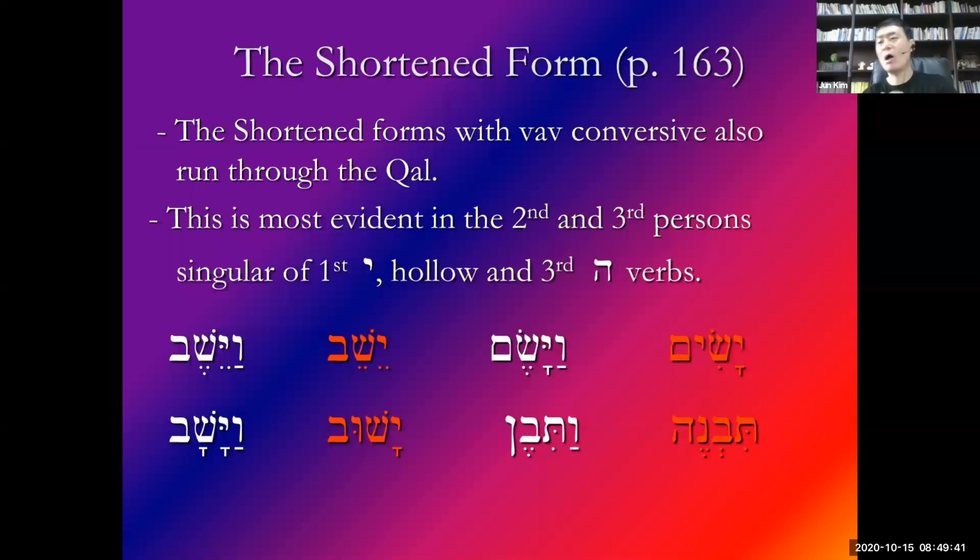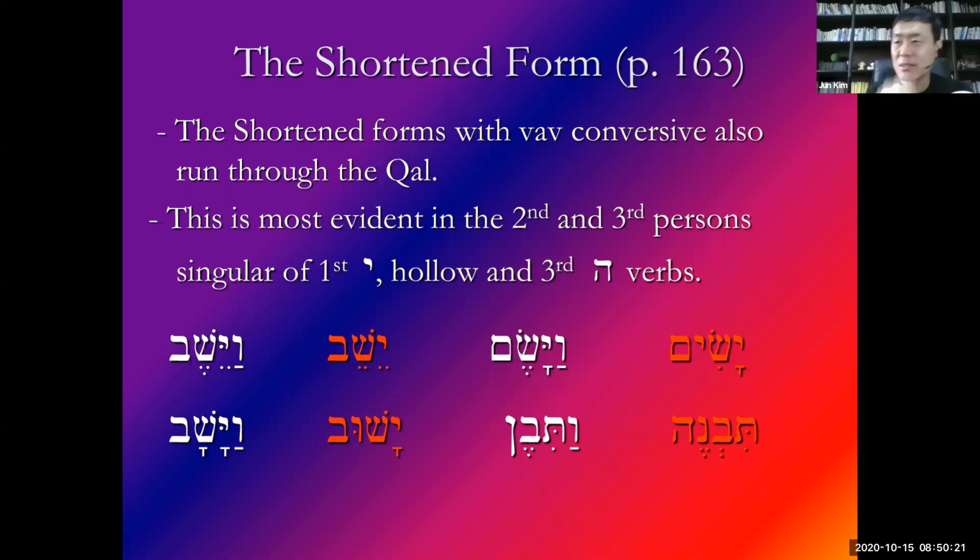Then let's talk about the shortened form. Then it's getting a little bit harder. The shortened forms with the verb conversive also run through the car. Okay, this shortening, hirek yod becomes what? Hirek or tsere or sego when the prefix form comes together with verb conversive. That's the important thing. With the verb conversive, the shortening will not take place. But this one works for the Hebrew stem in today's lesson.